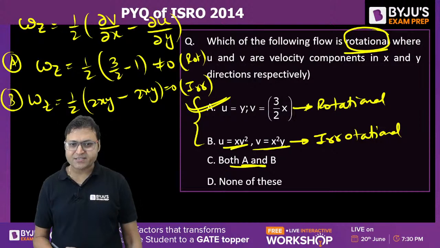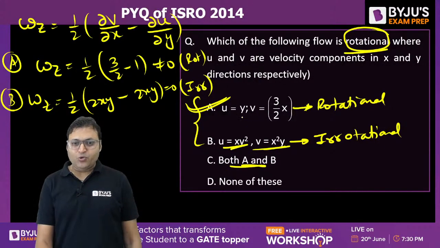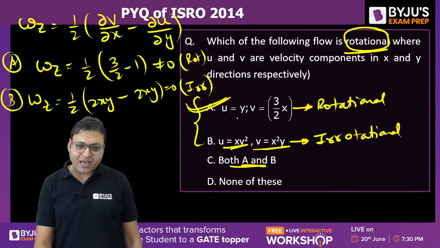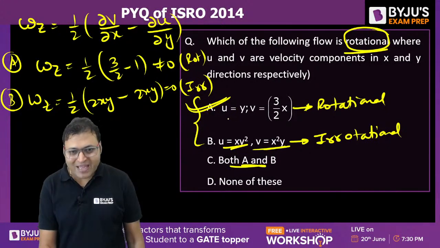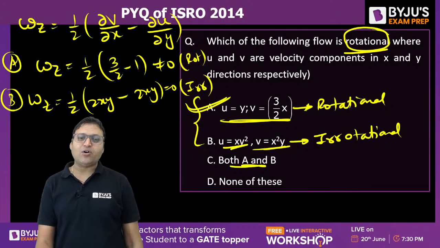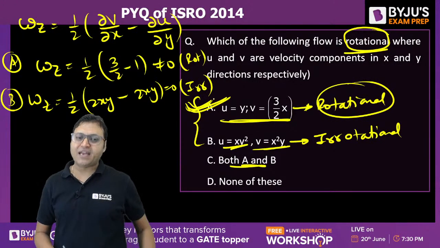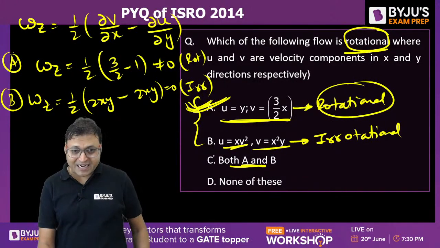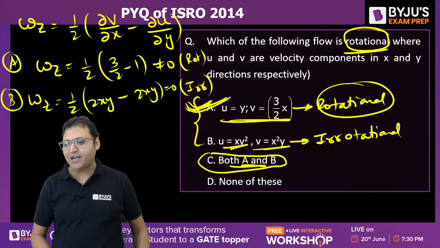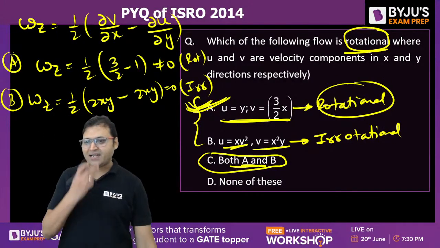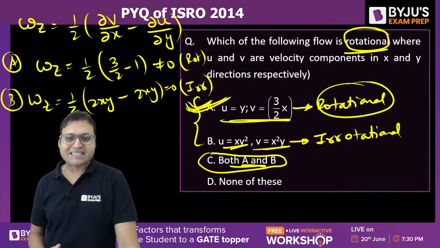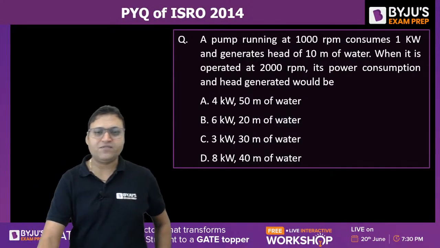Are you getting the point? Sometimes students do not have a look at the options. When they analyze option A and find it rotational, they tick mark option A. But they do not see that option C is carrying A and B both. That is where the silly mistakes happen. So you should be clear of those things.